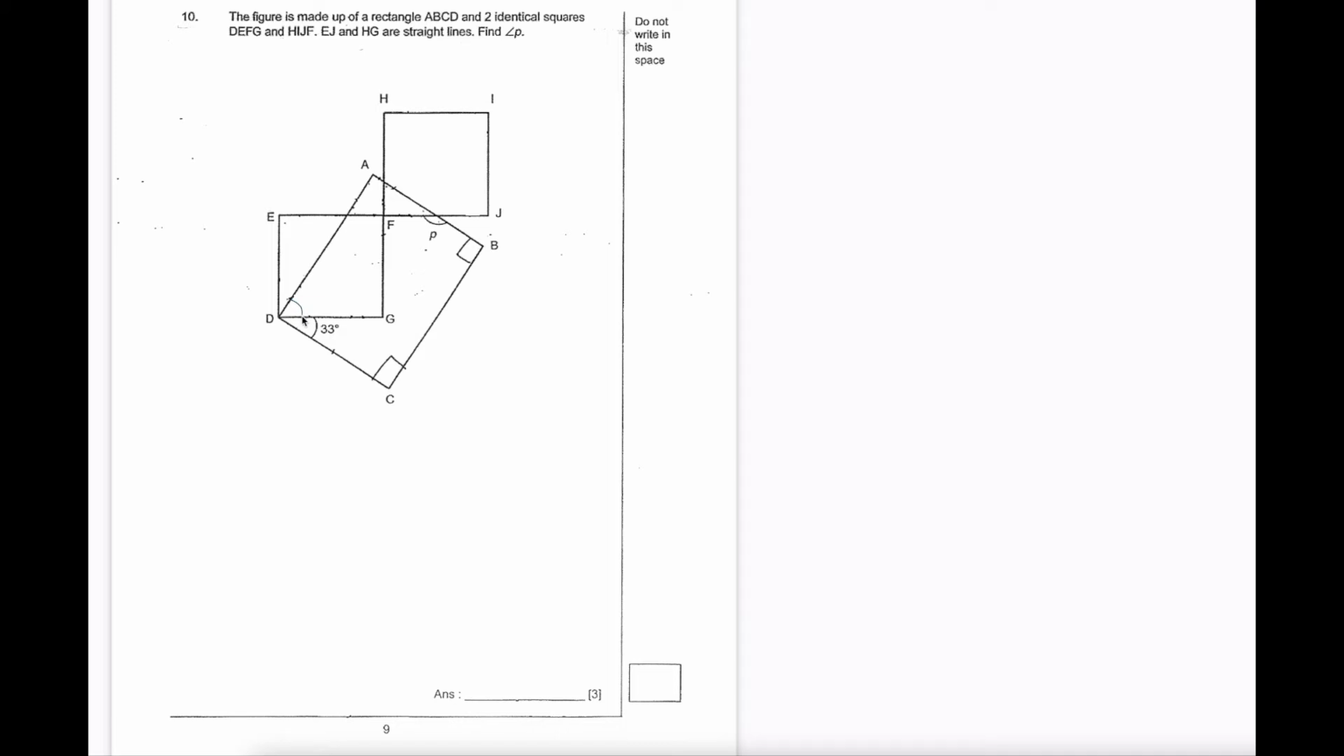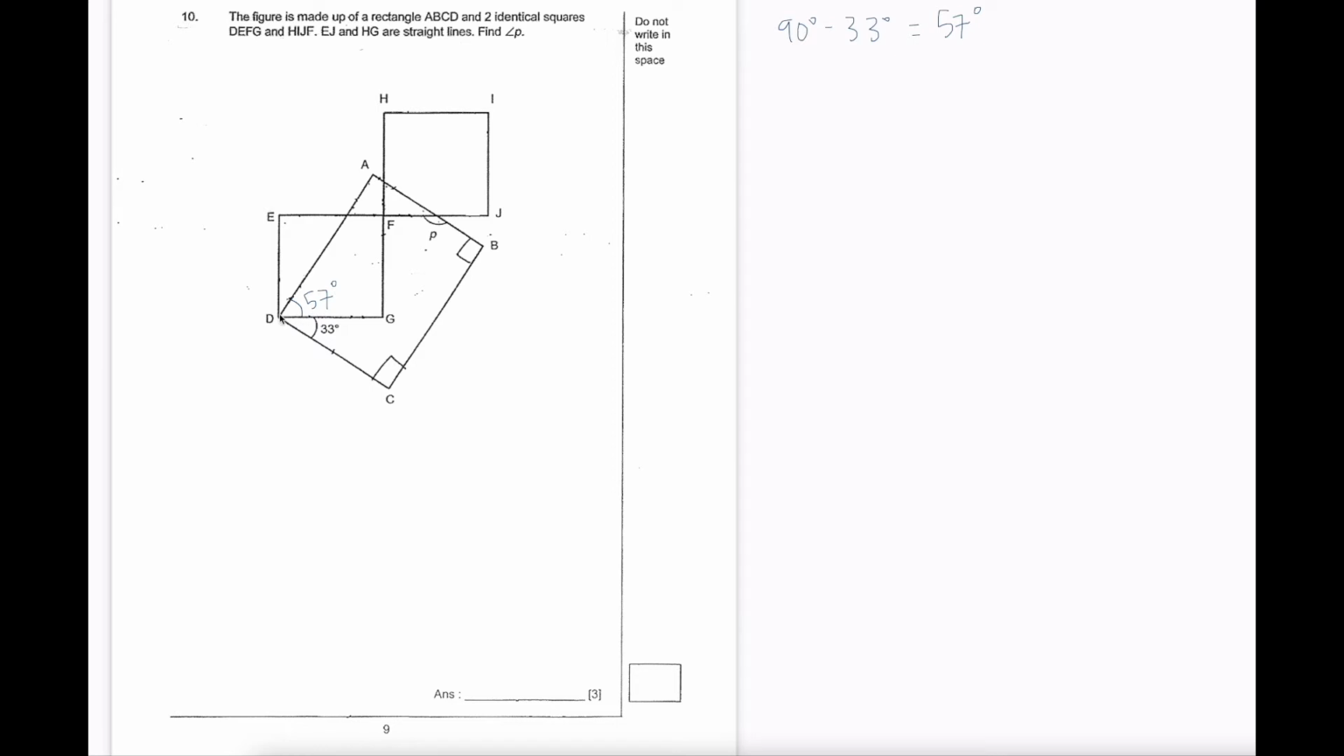Because we can make use of the 33 degrees. So all corners of our rectangles and squares are 90 degrees. So we can just take 90 degrees minus 33 degrees to get 57 degrees. And there we have it. This is 57 degrees. Okay?